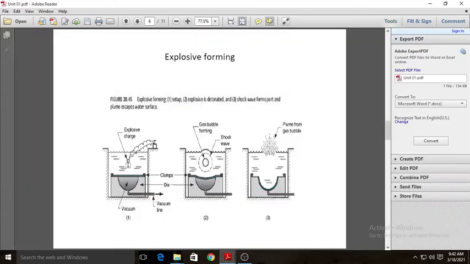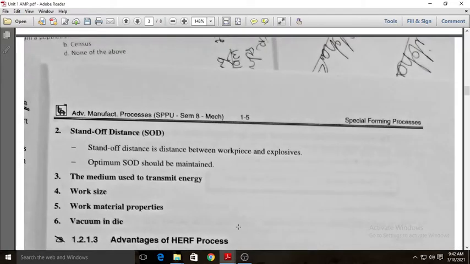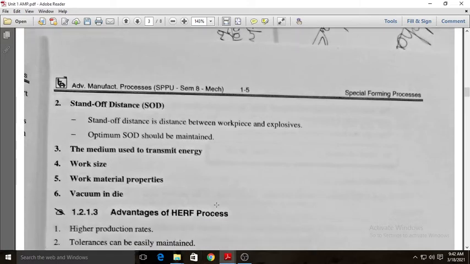Normally between these we keep water, so the medium of transfer of energy is water here, but instead of water you can use another transferring medium also, and it bears importance as an important parameter in these explosive high energy rate forming processes. Then work size, work material properties, and vacuum in the die also bear importance.